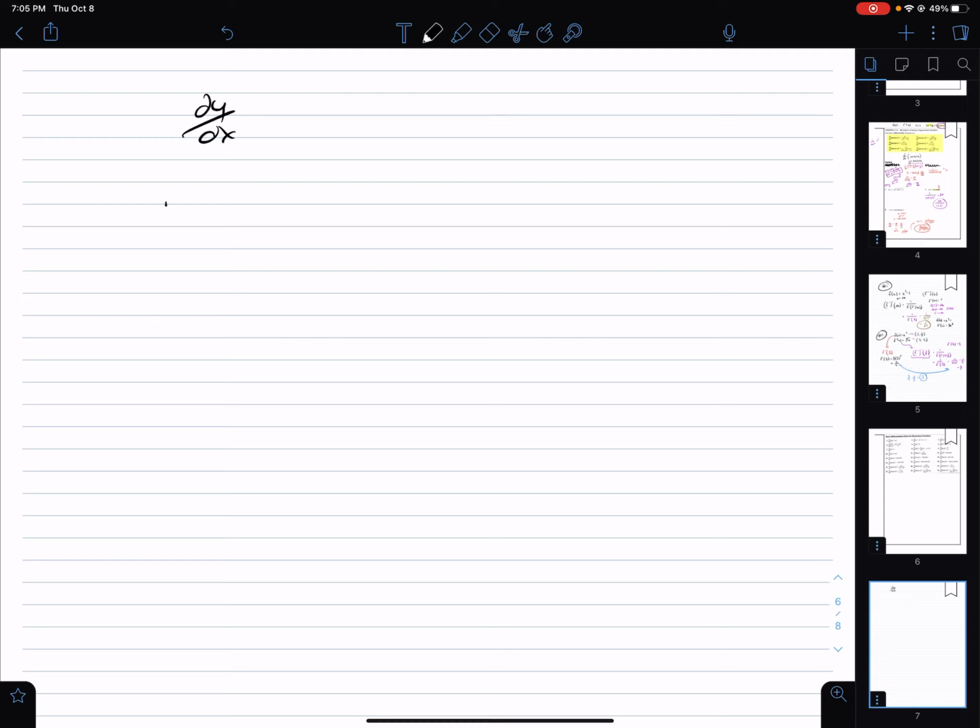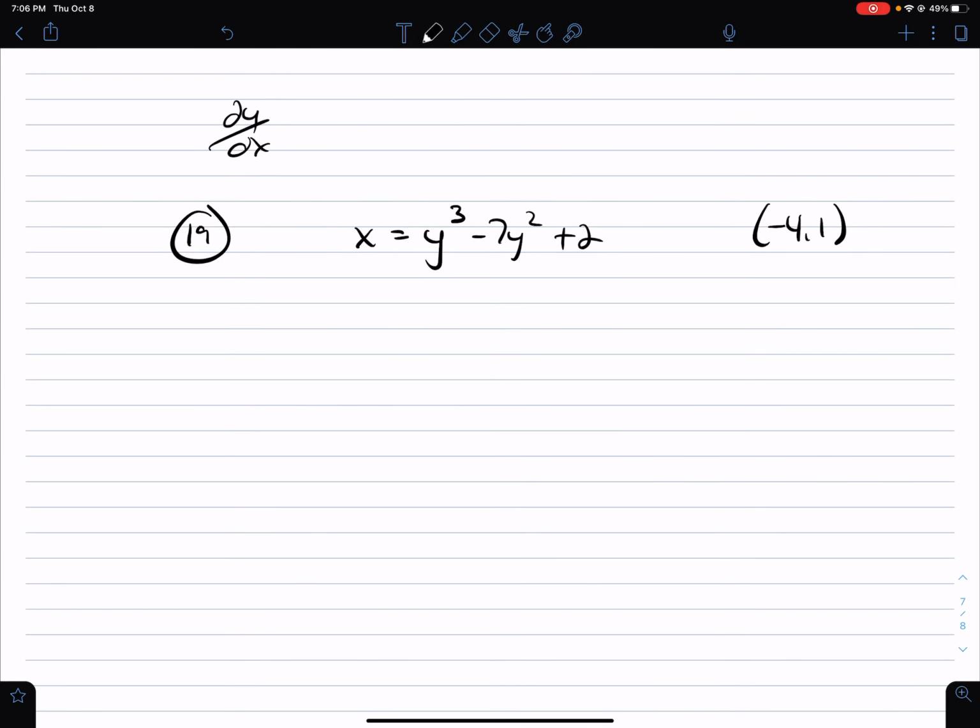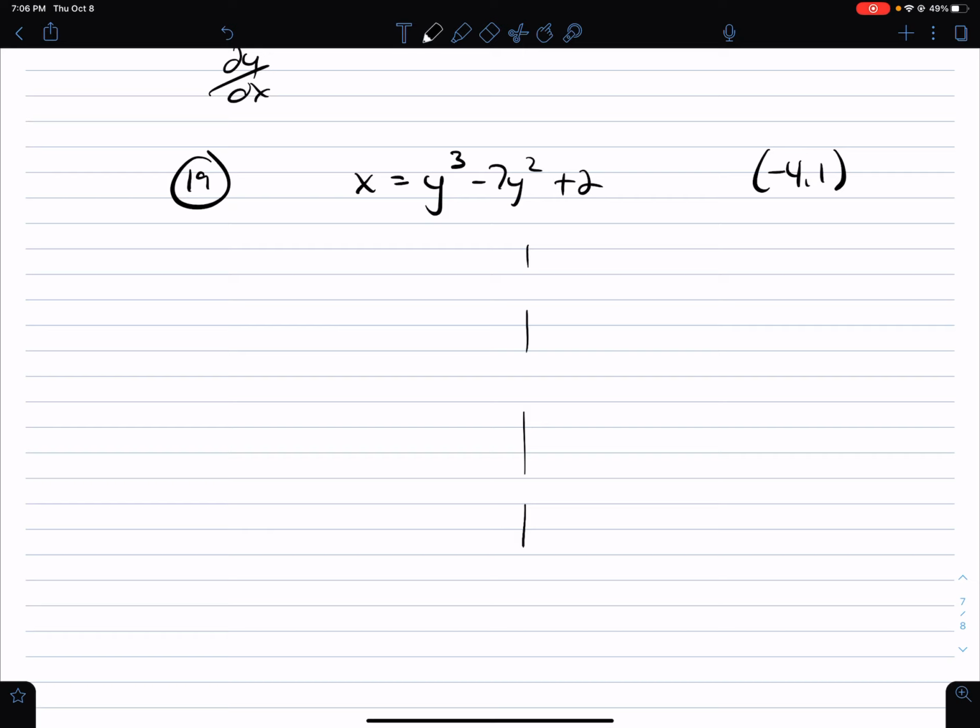In number 19, they first give us an equation, x is equal to y cubed minus 7y squared plus 2, and they give us the point (-4, 1). So they want us to find the derivative at that point. I might just stop at the derivative and let you put that point in. But again, we're going to do this in 2 ways. And I think the most common way we see it, if we were looking for dy/dx, looks a lot like our implicit differentiation.